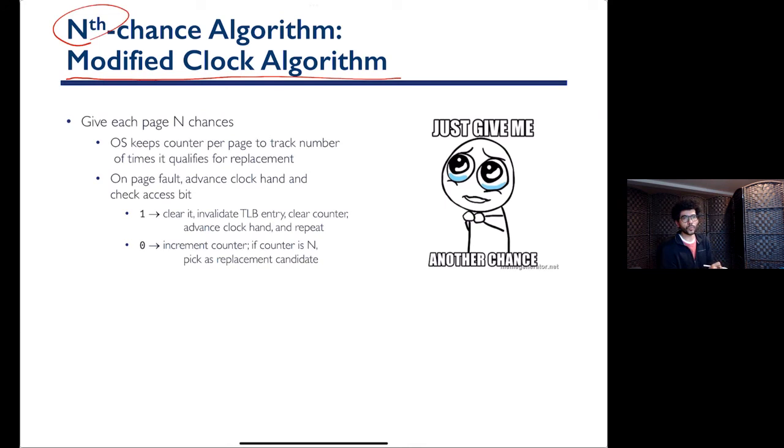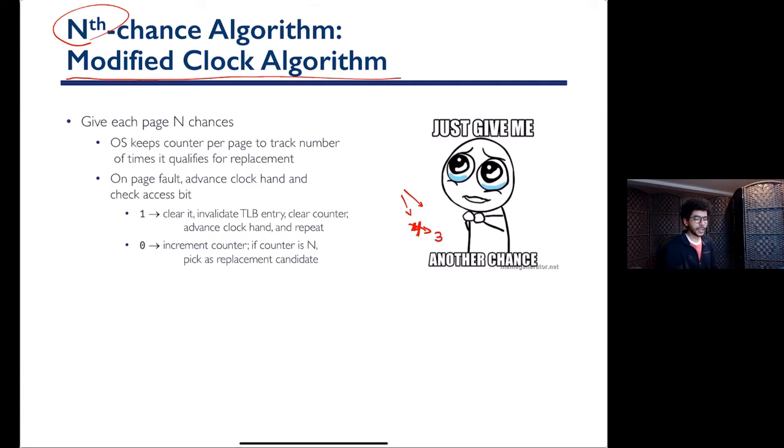Let's say you want to set n to 4. If you access a page, you set the variable to 4. Now, let's say that the clock hand comes on this page and the access bit is 0. So instead of evicting it, we give it another chance, but we reduce this number to 3.